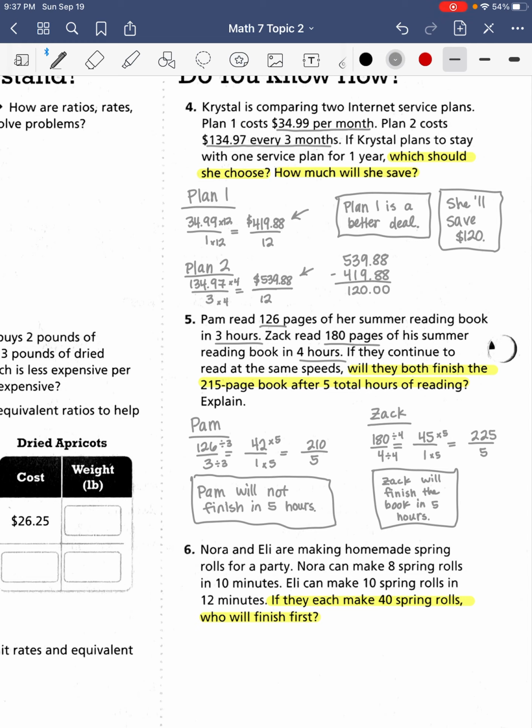Okay, last one, number 6. Nora and Eli are making homemade spring rolls for a party. Nora can make 8 spring rolls in 10 minutes. Eli can make 10 spring rolls in 12 minutes. If they each make 40 spring rolls, who will finish first? So let's start with Nora.